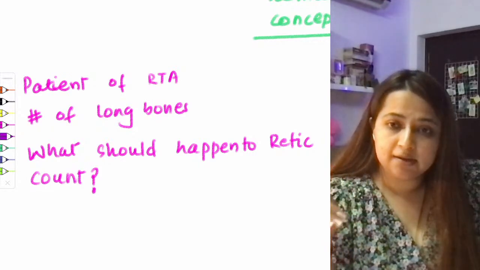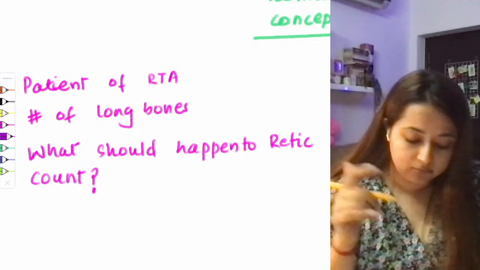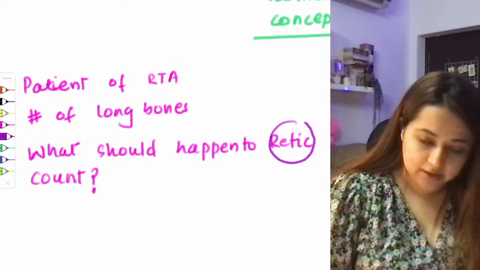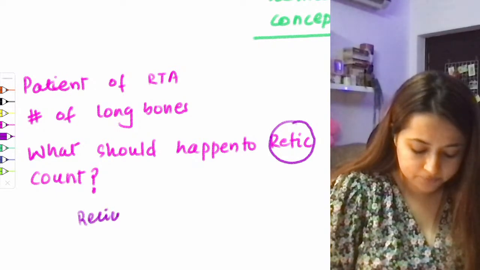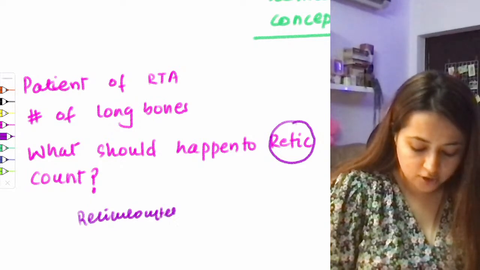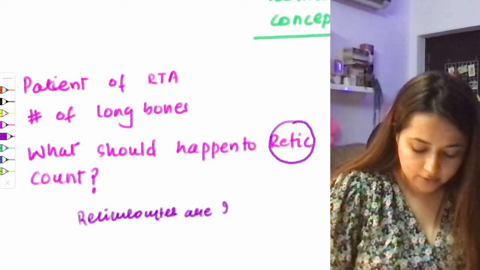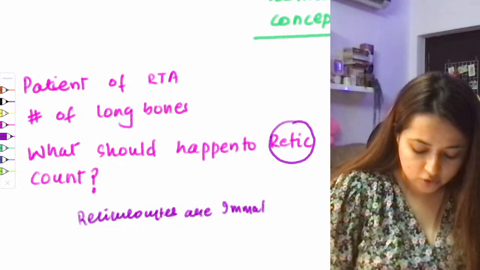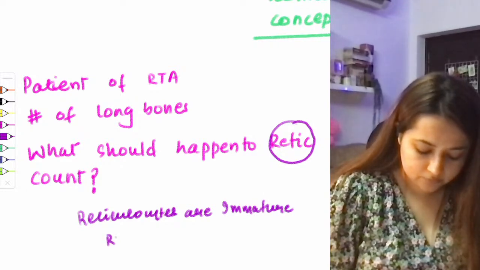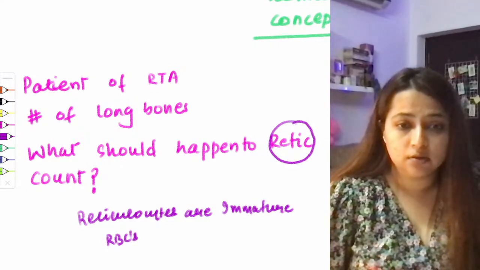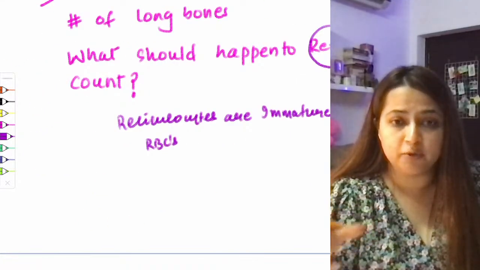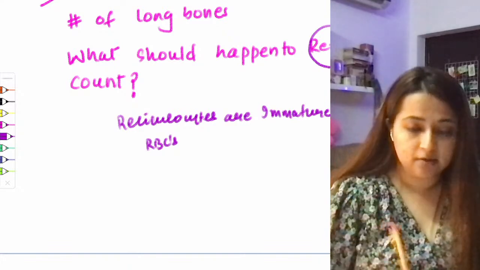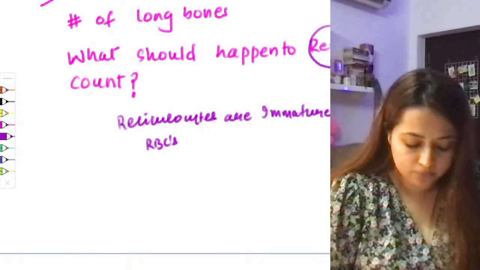In order to understand this question, you should first of all know what reticulocytes are. You might be knowing this. Reticulocytes are immature RBCs. Okay, so there is erythropoiesis. Erythropoiesis means the process of formation of the RBCs, and erythropoiesis is taking place in the bone marrow.